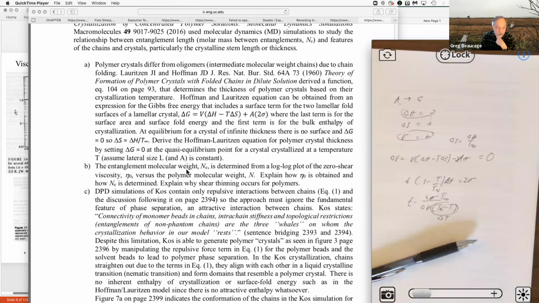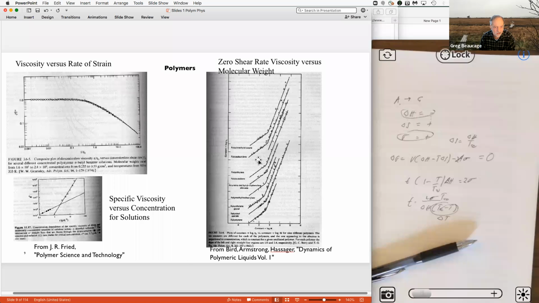Then this business about where you get the entanglement molecular weight. I wanted you to see, that's in the PowerPoint. So basically just redo this stuff. This is a power law fluid, so it's log viscosity versus log shear rate. You can't read that, and there's a straight line here. So it's a power law fluid. Then it tails over, and this region is Newtonian.